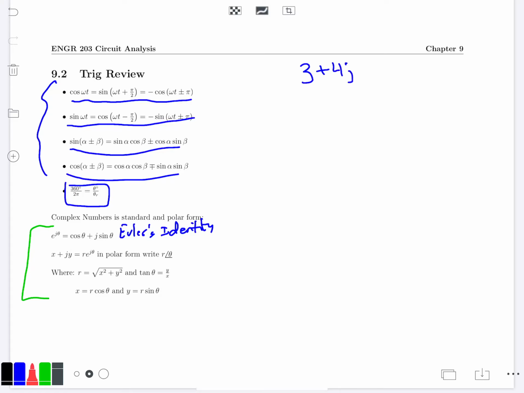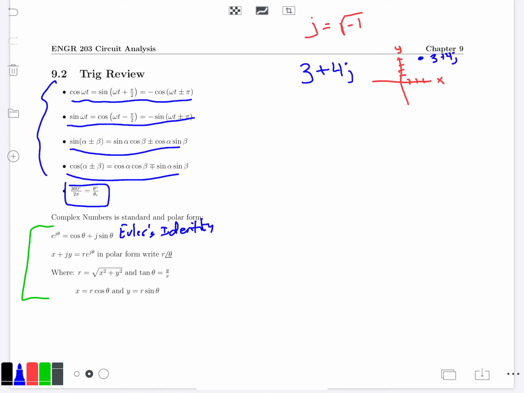Now j here, we are using that instead of i like you do in a math class, in order to find the square root of -1. It's the imaginary number for us, so keep that in mind. What we're going to do is take this number 3 plus 4j and graph it on this axis here, where my x-axis is the real part and the y-axis the imaginary. So I go 3 to the right and 4 up, and this point over here would be the point 3 plus 4j.